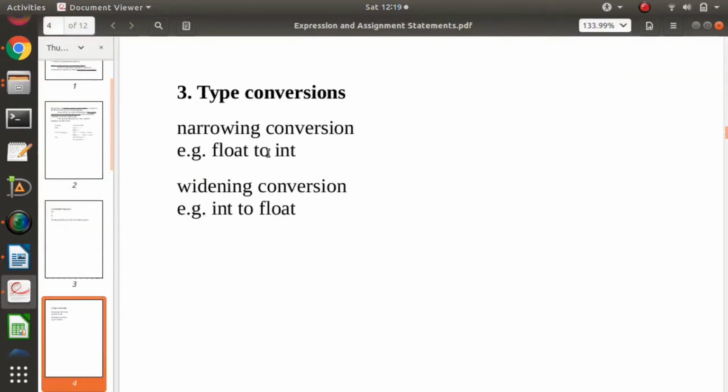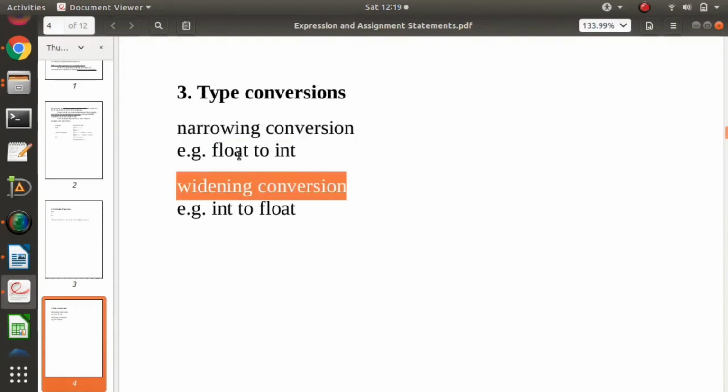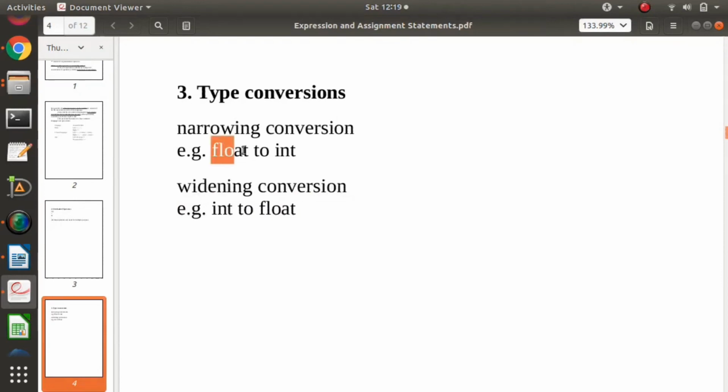Now see, there are two types of type conversions. One is narrowing conversion and another is widening conversion. From the name only you will come to know what narrowing and widening conversion mean. So see, every data type has some memory. For example, integer we allocate 2 bytes, float 4 bytes, double 8 bytes, something like that. So whatever memory we allocate to these variables, accordingly it has a range, meaning its variables can have values in some range.